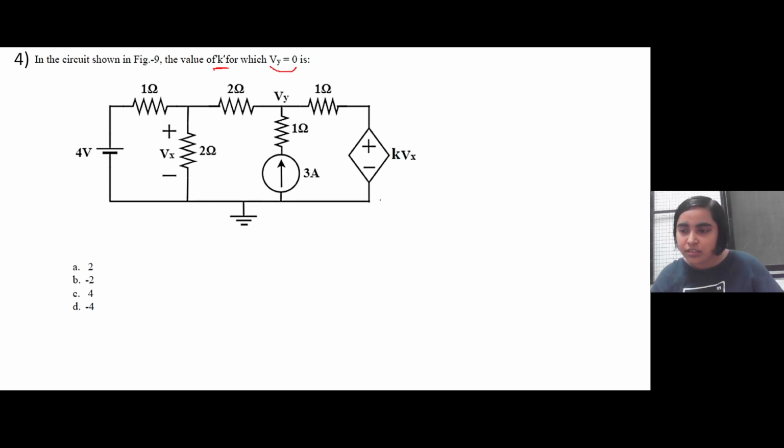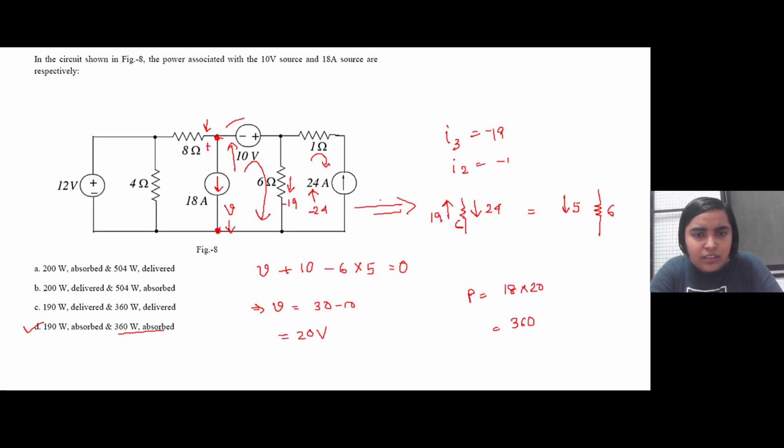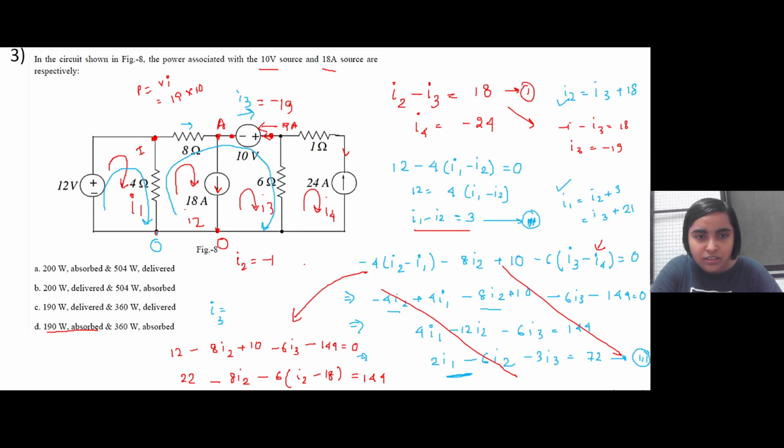Is anyone trying to speak up? Yes, ma'am. Let me know. What is it? Ma'am, in the previous sem, P is equal to V into I, we discussed about it. But in the I value, you put the I3, am I right? The I value here? Ma'am, previous slide. In the upper question, P is equal to V into I. I is equal to 19.